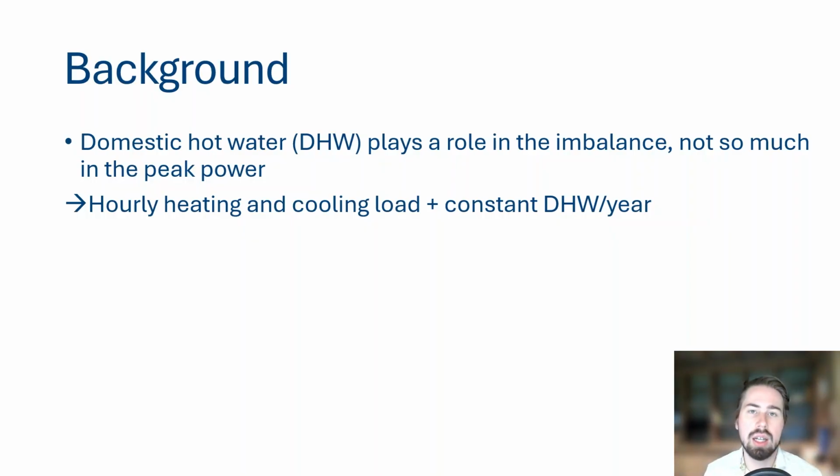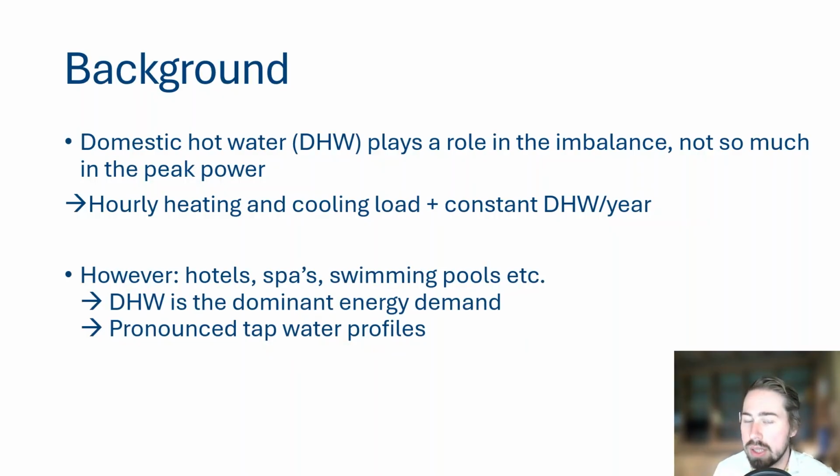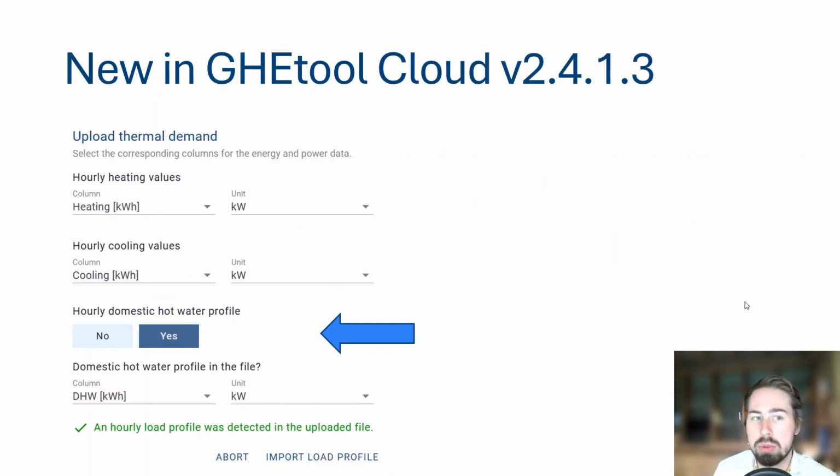But that changes today, because there are some buildings, hotels, spas, swimming pools, etc., which rely very heavily on this domestic hot water profile, and it's actually the most dominant energy demand. And they also have very pronounced tap water profiles, with sometimes very high peak powers as well. That's why we now give you the option, in GHEtool version 2.4.1.3, which has been released today, to upload, next to your heating and cooling demands, also an hourly domestic hot water tap profile.